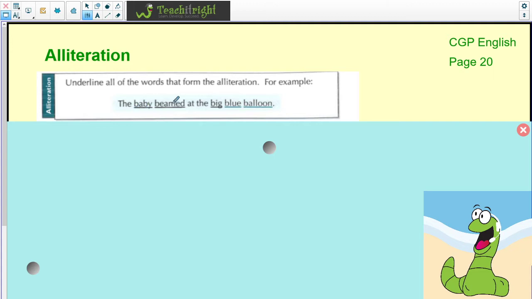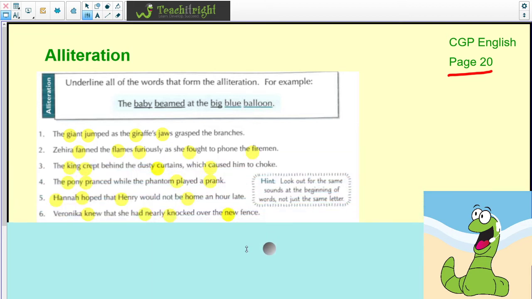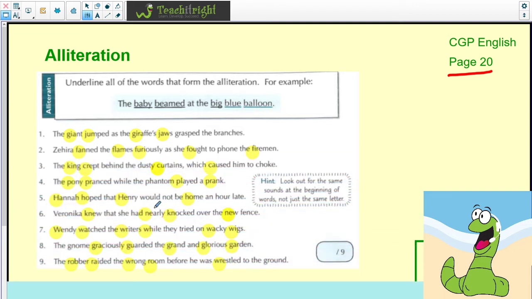So this is the first page on page 20. Now would be a good opportunity to just pause the video. You have to underline all of the words that form the alliteration. And what we've done, we've actually highlighted the part of the word where it is an alliterative device. Let's have a little look. So there we go, got all of them highlighted. So those words that are highlighted hopefully are the ones that you've been underlining.